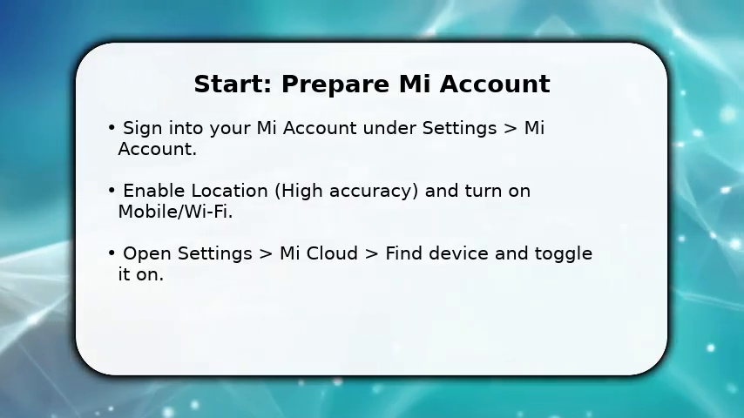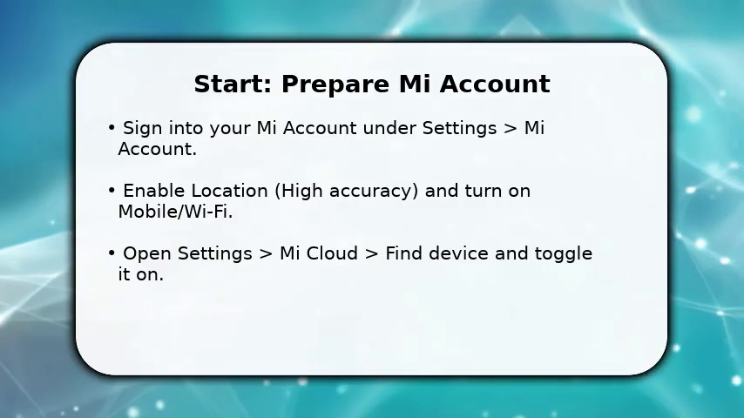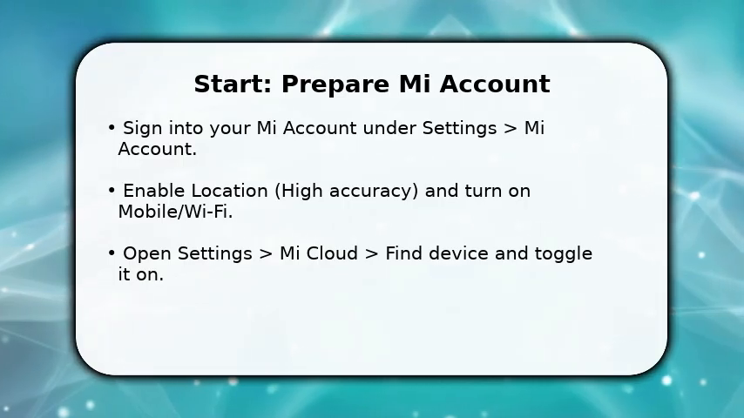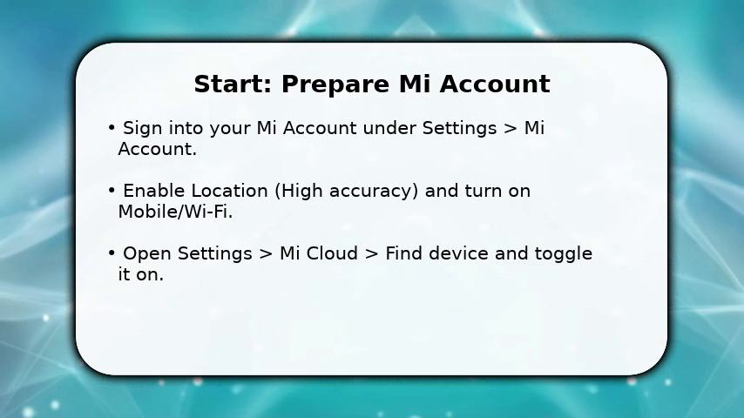Then go to Settings, open My Cloud, and toggle Find Device on. This gives permission for remote locate and actions. Now you're ready to locate or secure the device from the cloud.